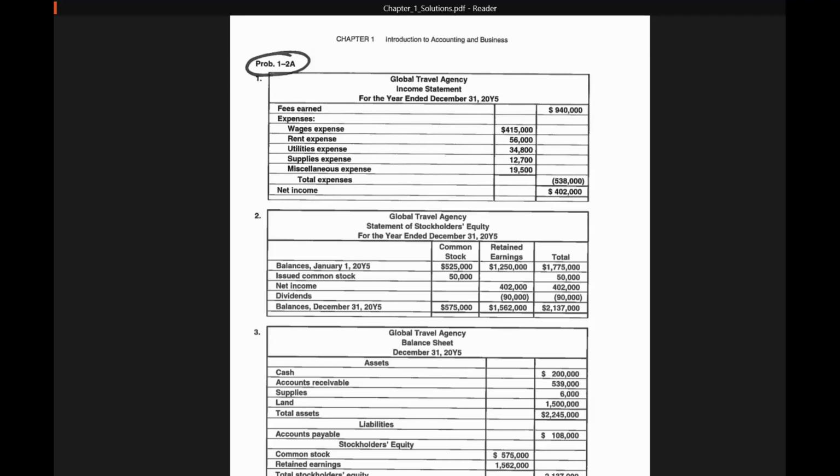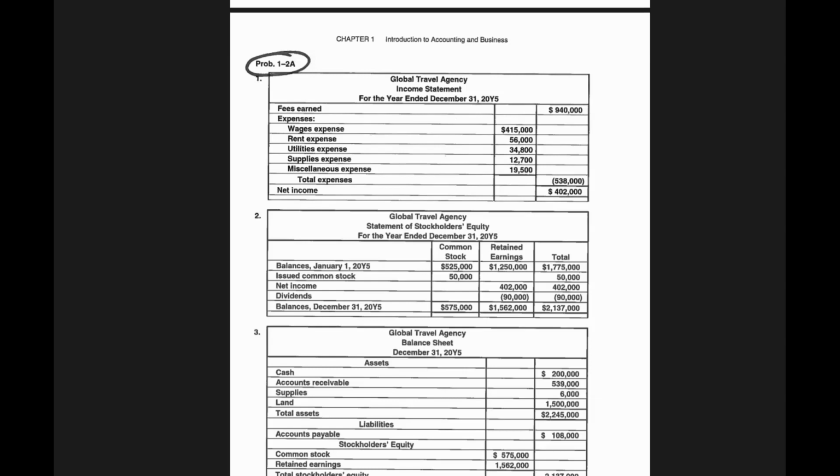Okay, the next problem that we are going to do for Chapter 1 is actually on page 44. It's the problem series, and I assigned problem 1-2A, financial statements. And it reads, the assets and liabilities of Global Travel Agency on December 31st and its revenue and expenses for the year are as follows.